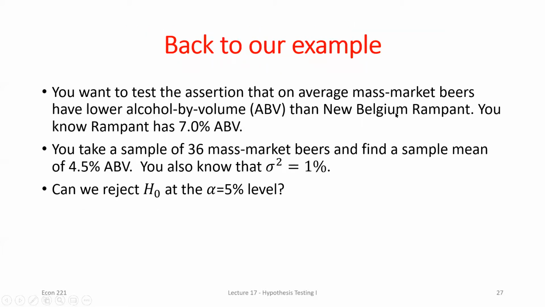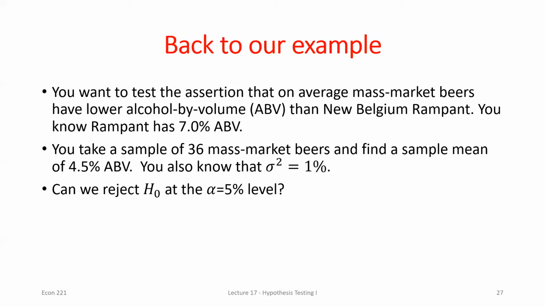So let's go back to that original example. We started out talking about hypothesis testing with these mass market beers. I've got a sample mean and a sample size, and I'm testing whether it's less than that 7%. I'm then given a population variance. Just like with confidence intervals, there are three types of problems. We have a sample mean and a known population variance. We have a sample mean and only a sample variance. Or we can be dealing with proportions.